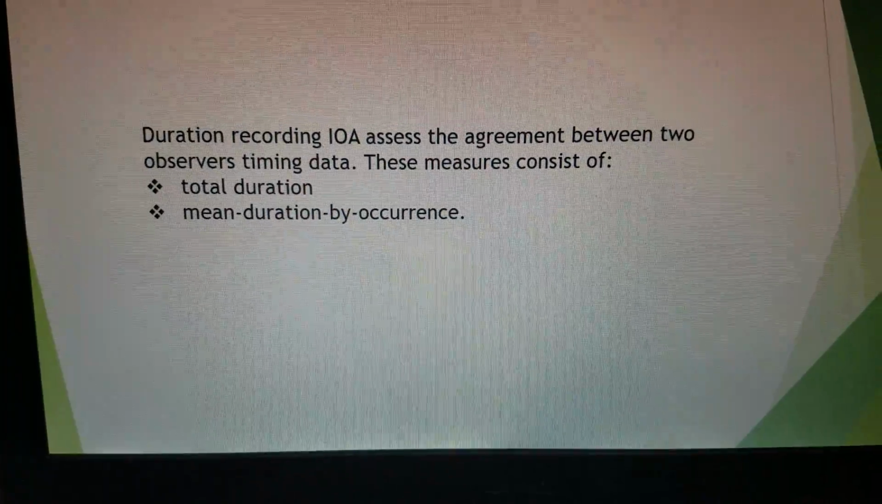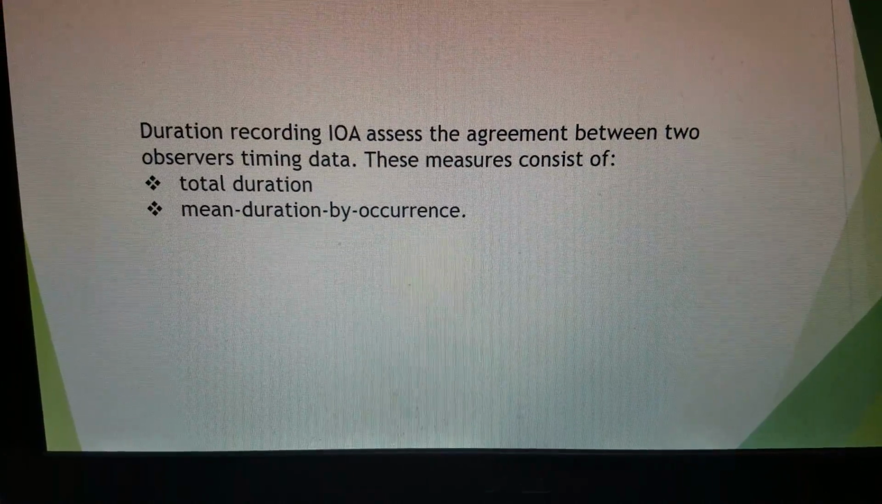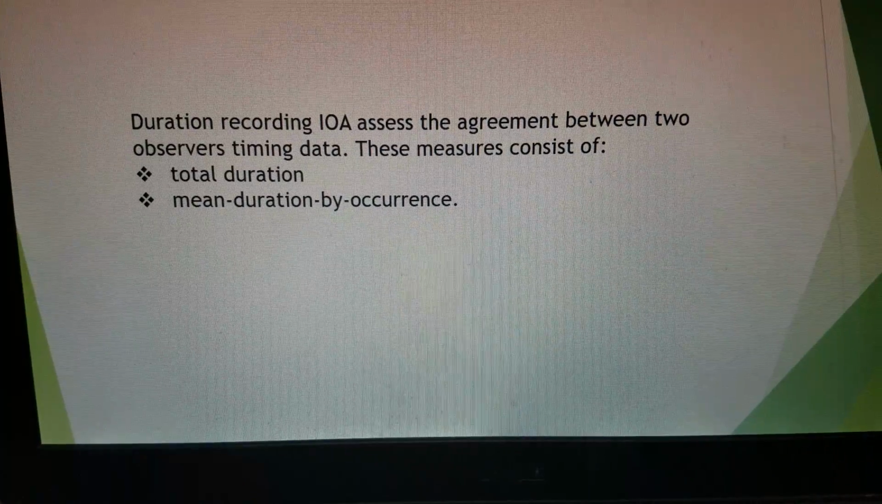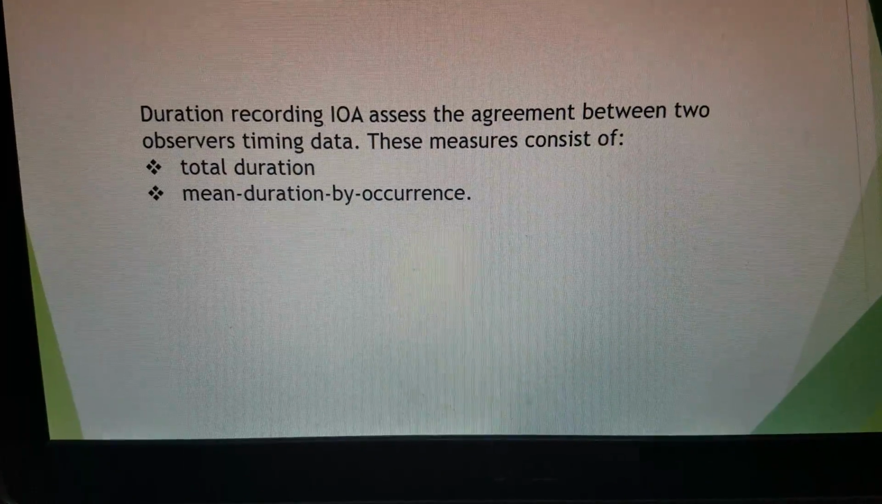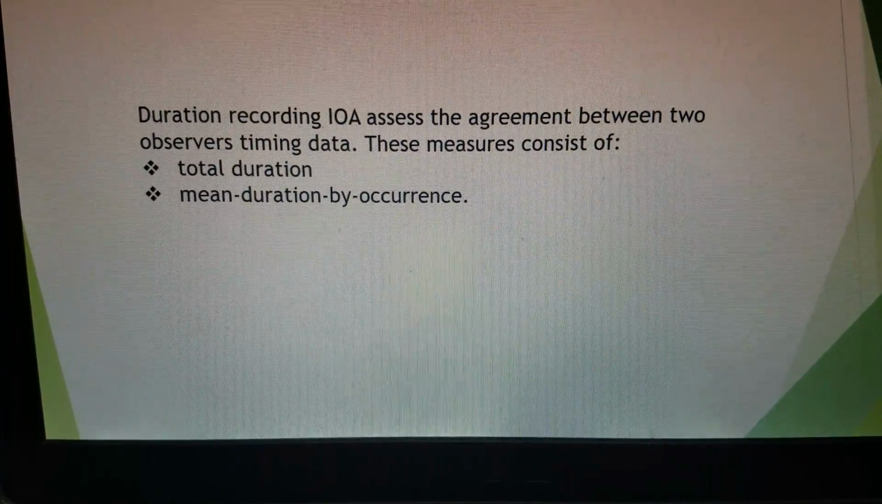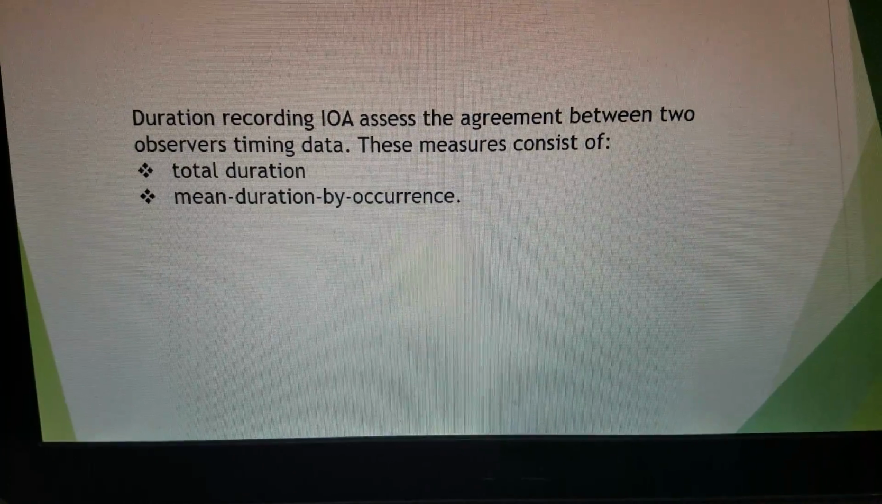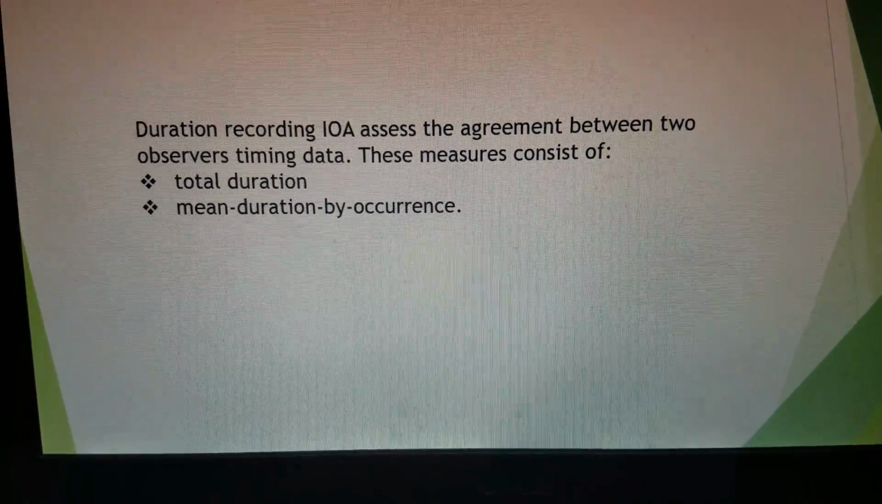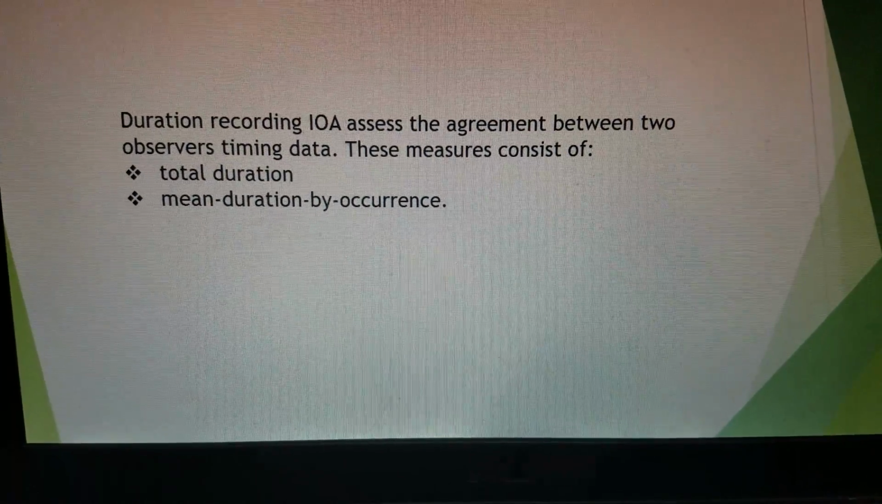So what is a duration recording IOA? Duration recording IOA assesses the agreement between two observers' timing data. These two measures consist of the total duration and the mean duration per occurrence. Today specifically I'm going to be elaborating a little bit more on total duration.